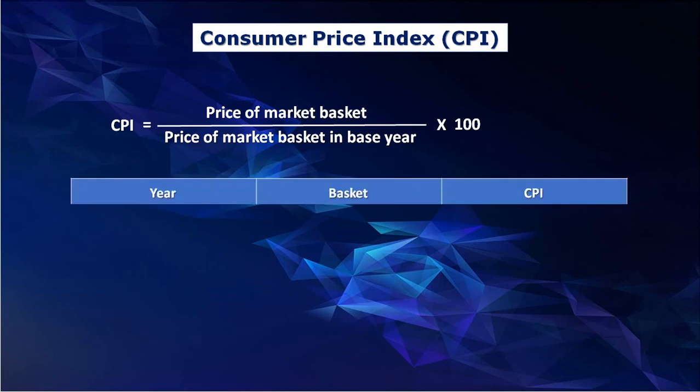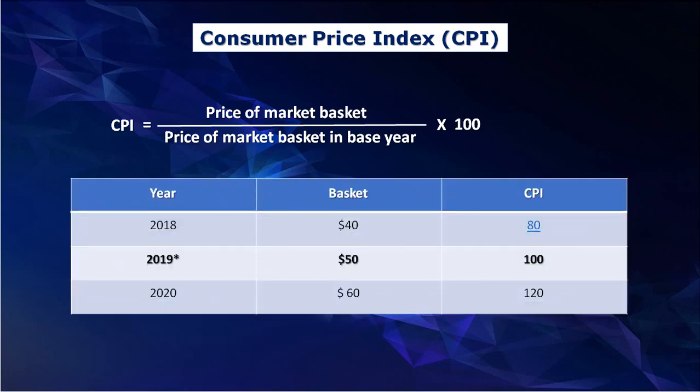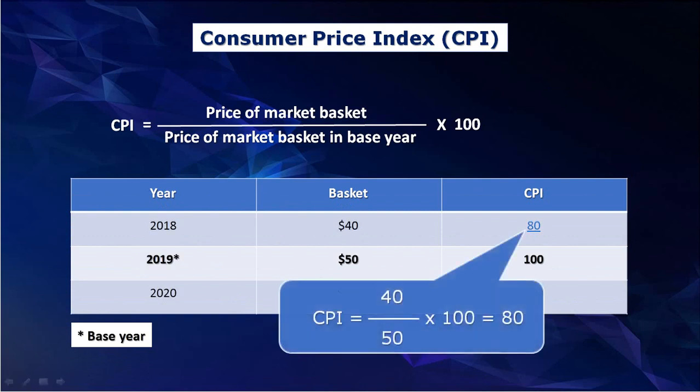So let's try to make more sense of this with an example. We calculate the CPI of 2018 relative to base year 2019. We have 40 divided by 50 times 100 equals 80. So the CPI of 2018 is 80.